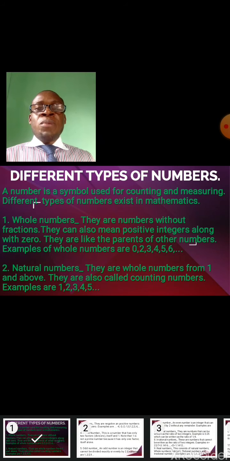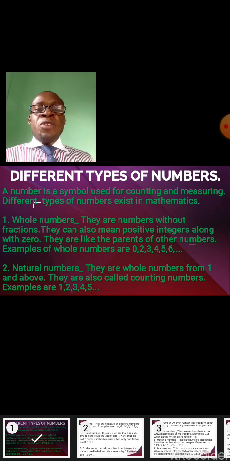And the topic we shall consider today is different types of numbers. We're starting with numbers because in mathematics, numbers are very important. They play a very important role in mathematics. That's why we're starting with numbers today. The first thing to start with is the definition of a number. What is a number? A number is a symbol used for counting and measuring.